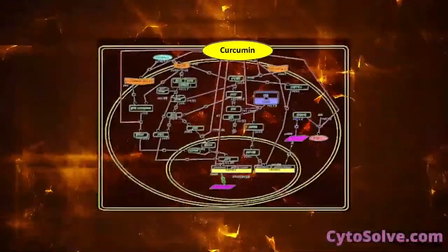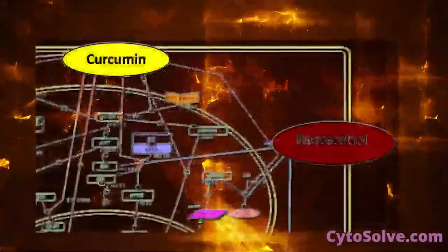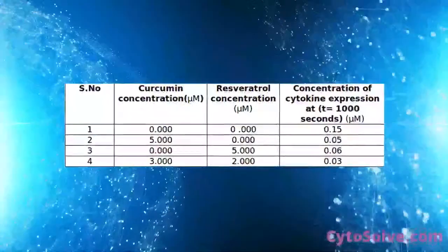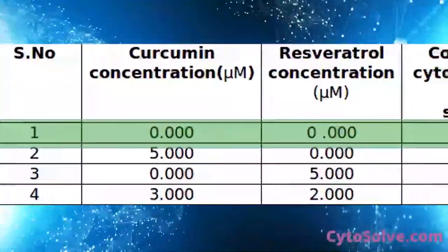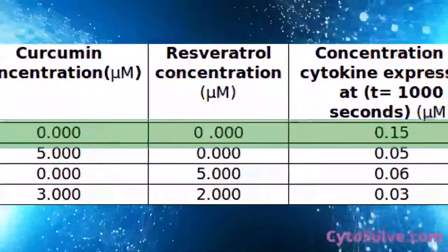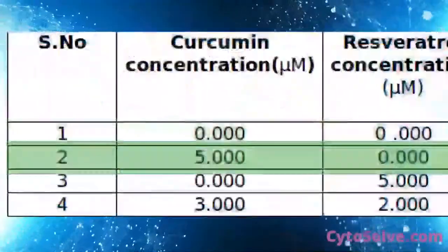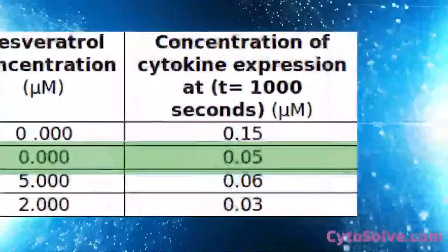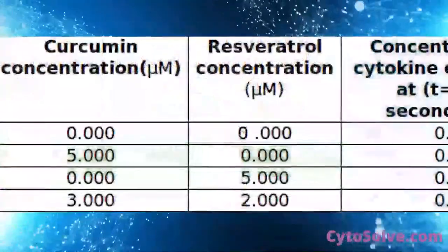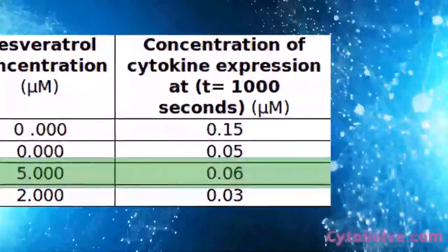For example, we know curcumin from turmeric and resveratrol from red grapes alleviate inflammation, but how much should we combine? Current methods are hand-waving at best. Here, with CytoSolve, we first model the control condition with no curcumin and no resveratrol to simulate high inflammation, with the cytokine level at 0.15 micromolar. Next, we add just 5 micromolars of curcumin. The inflammation drops to 0.05. Next, we use 5 micromolars of resveratrol and the inflammation drops from 0.15 to 0.06.